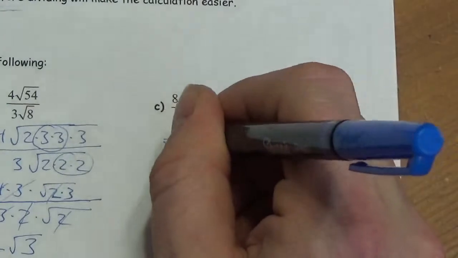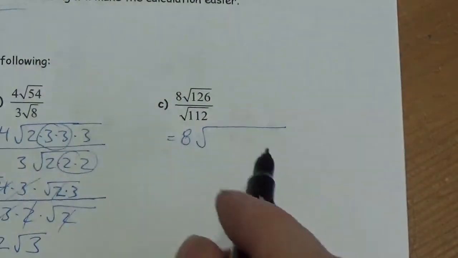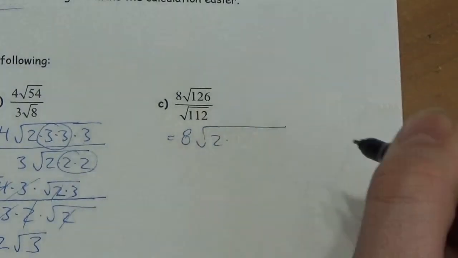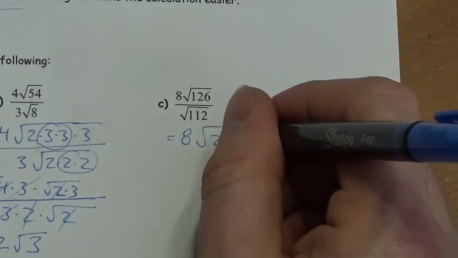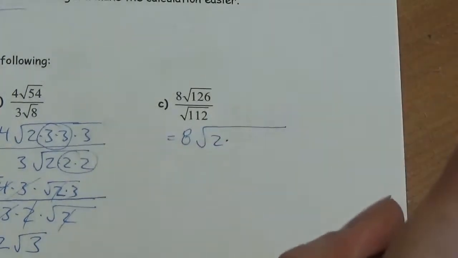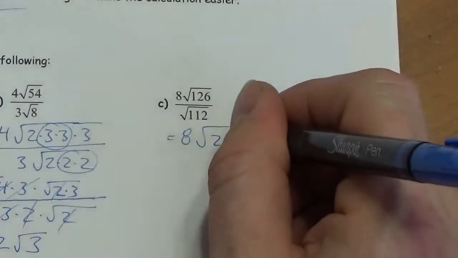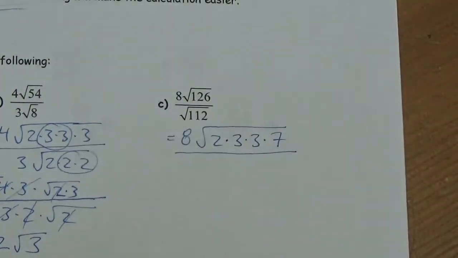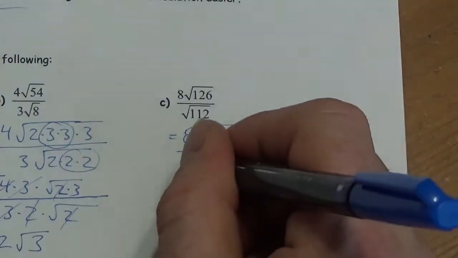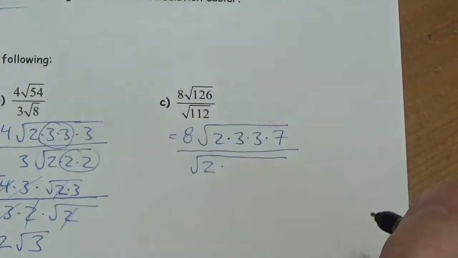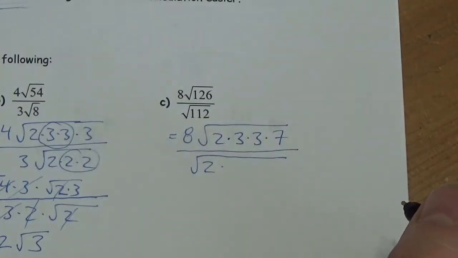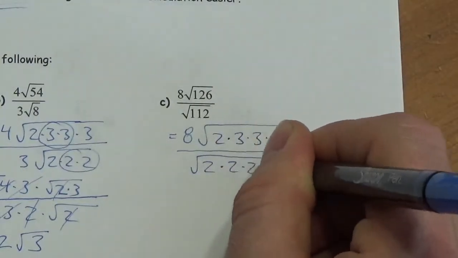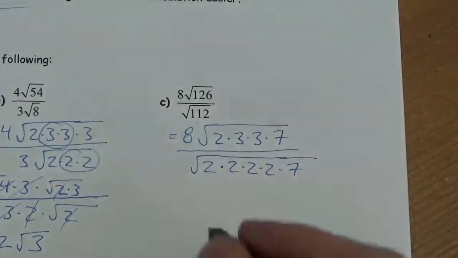Okay, so I've got an 8 here. Well, 126 divided by 2 turns out to be 63. 63 isn't divisible by 2, but it is divisible by 9 and 7, which means it'll be 3 times 3 times 7. Okay, 112, well, 112 is divisible by 2. And when you do that, you get 56. Well, 56 is 8 times 7, so that's going to be 2 times 2 times 2 multiplied by 7.